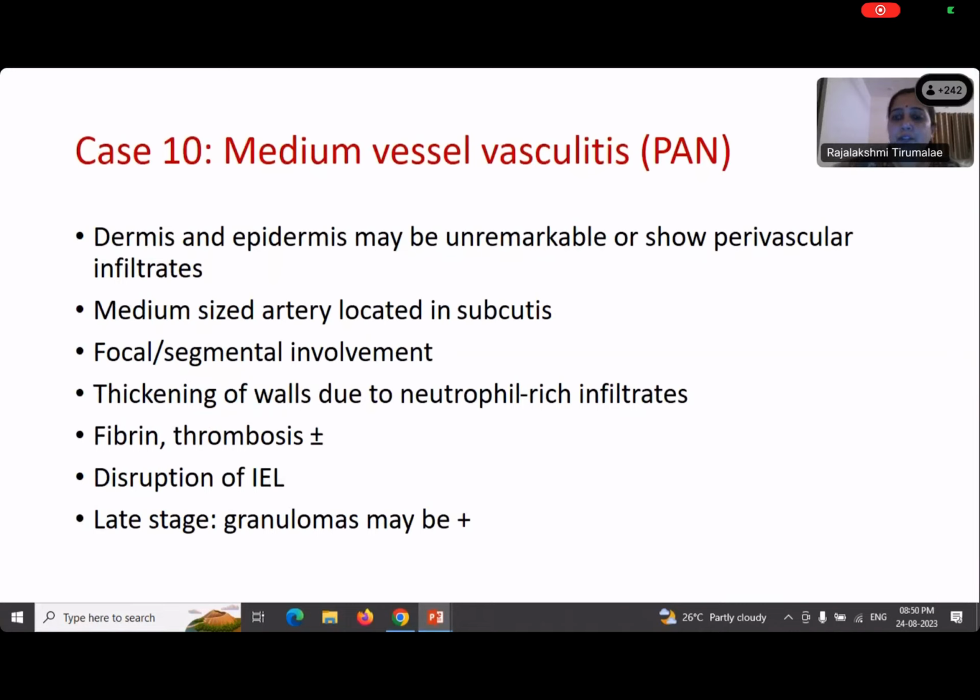Even if you're doing it from the nodule, if you do a superficial punch biopsy, you will miss the vessel. So we recommend, if they can't do an incision biopsy, that they do a double punch. So what's the double punch technique? You take one punch and then again go down the same site and take another punch, right? So that's one way of making sure that the vessel is sampled.